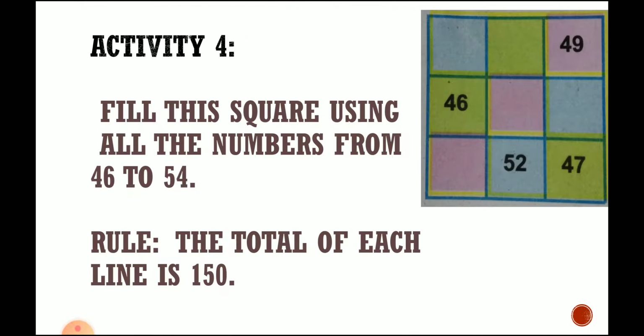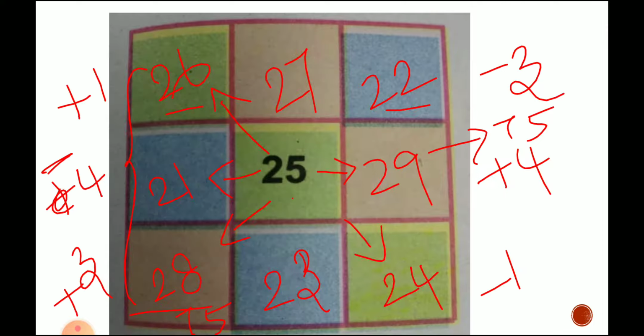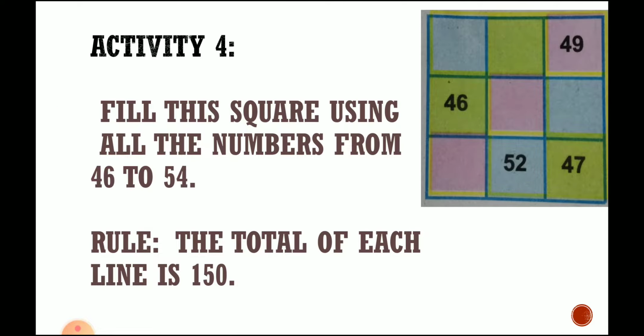See activity 4: fill this square using all the numbers from 46 to 54. Here they gave 4 numbers in the magic square, but one rule is the total of each line is 150. Don't forget, using this pattern we will get the answer for this.